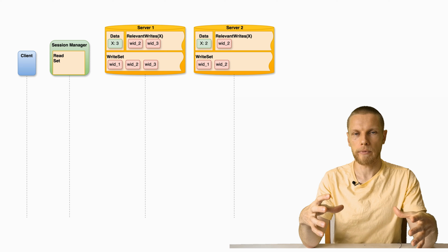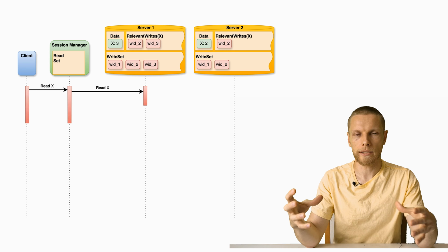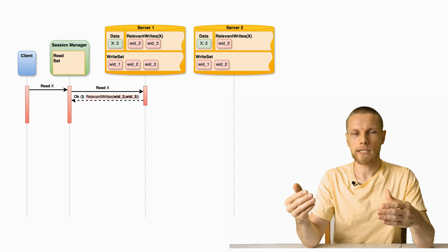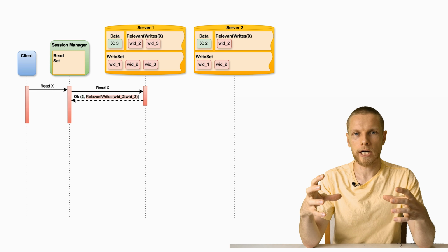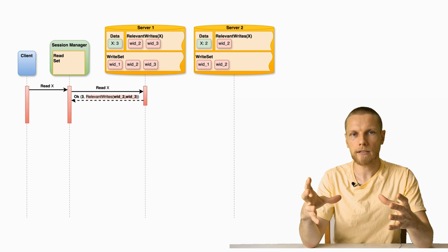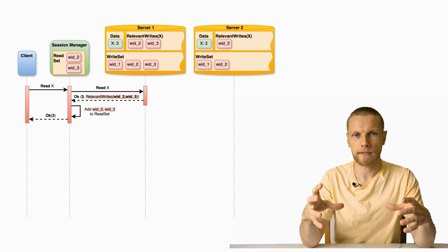First, the client makes a read. This read is forwarded to server 1, and as a result, the value of x is returned to the session manager, and also all relevant writes which led to this state are also returned to the session manager, and the session manager stores them in its read set.